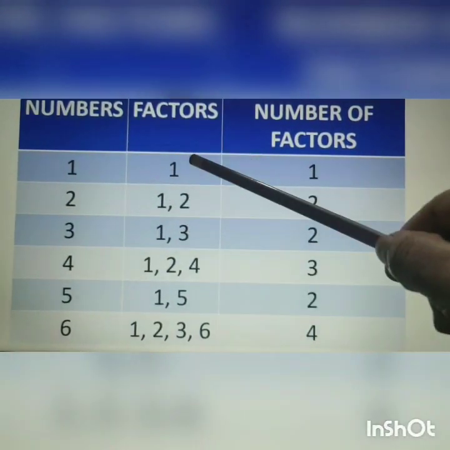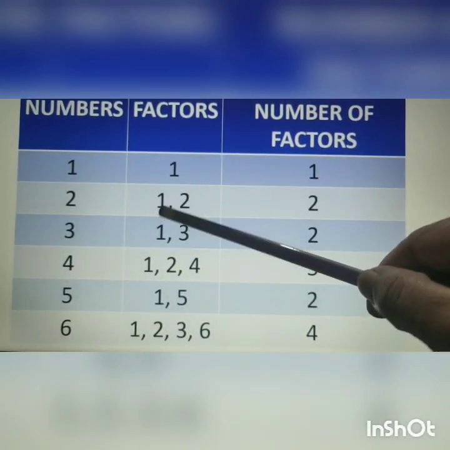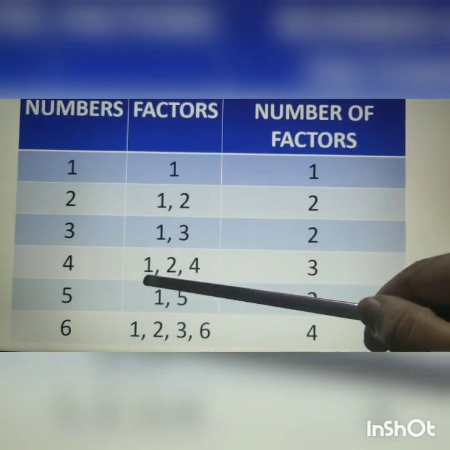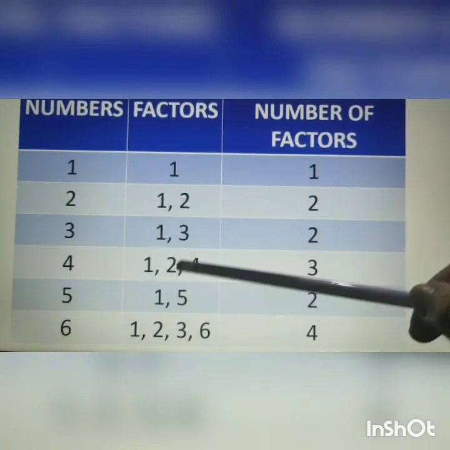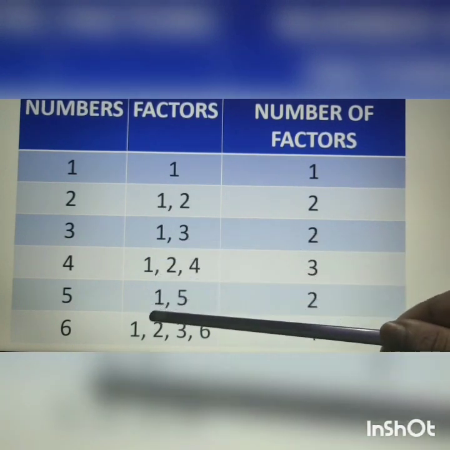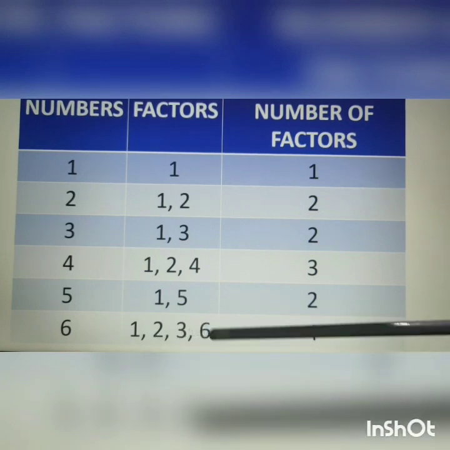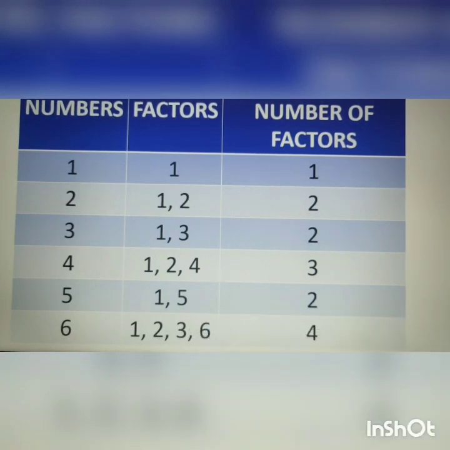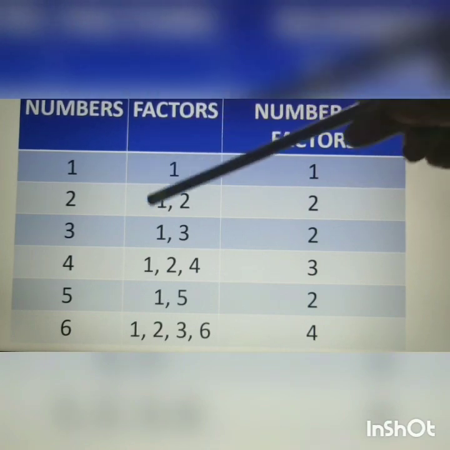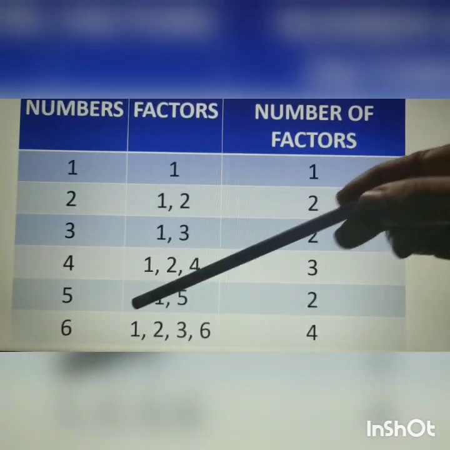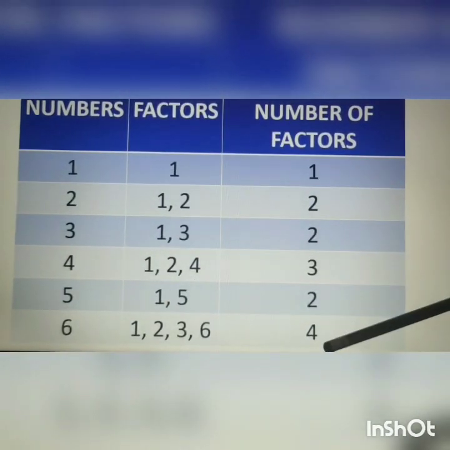Factor of 1 is 1, factors of 2 are 1 and 2, factors of 3 are 1 and 3, factors of 4 are 1, 2 and 4, factors of 5 are 1 and 5, factors of 6 are 1, 2, 3 and 6. Therefore, the number of factors of 1 is 1, 2 is 2, 3 is 2, 4 is 3, 5 is 2 and 6 is 4.